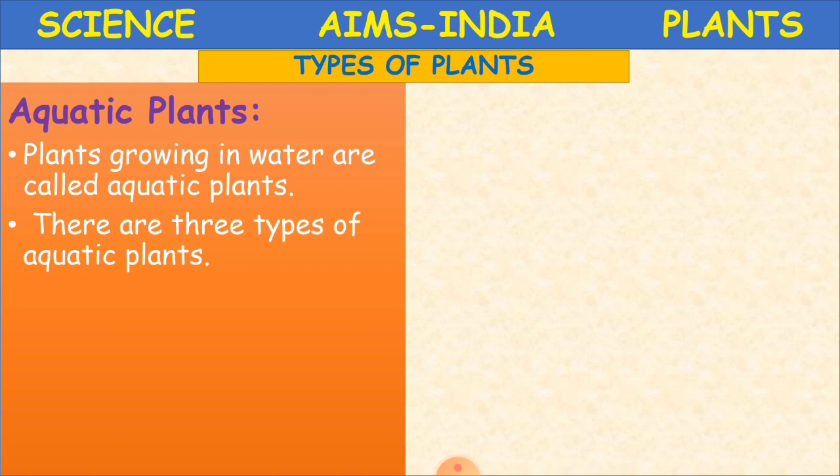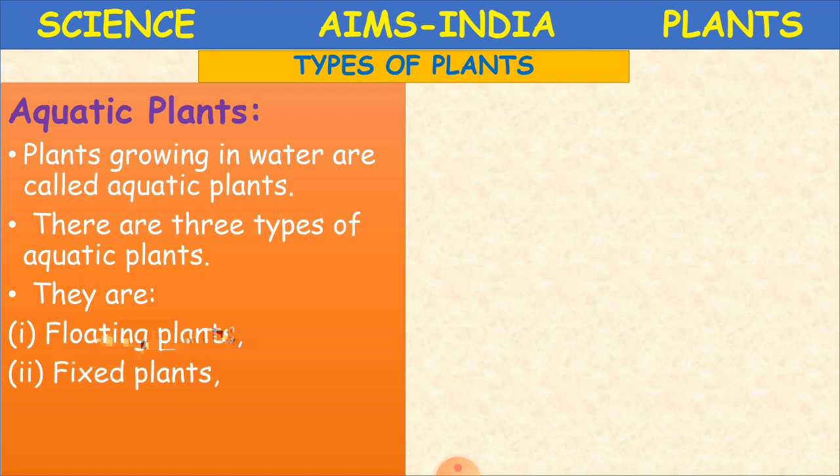So until now we learned that plants grow in terrestrial areas, that is on the surface of the land, then in the deserts, in mountains, hills, and now we are talking about plants which grow in water. Okay, children? So plants growing in water are called what? They are called aquatic plants. There are three types of aquatic plants. What are they? They are floating plants, fixed plants, and underwater plants.